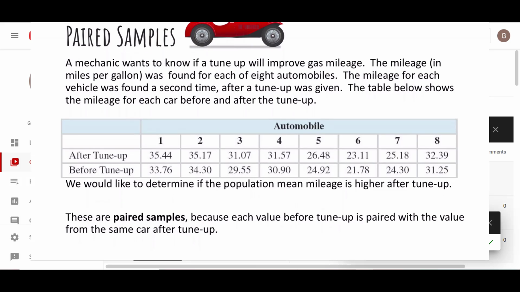So let's look at the following scenario. A mechanic wants to know if a tune-up will improve gas mileage. The mileage in miles per gallon was found for each of 8 automobiles. The mileage for each vehicle was found a second time after a tune-up was given. The table below shows the mileage for each car before and after the tune-up.